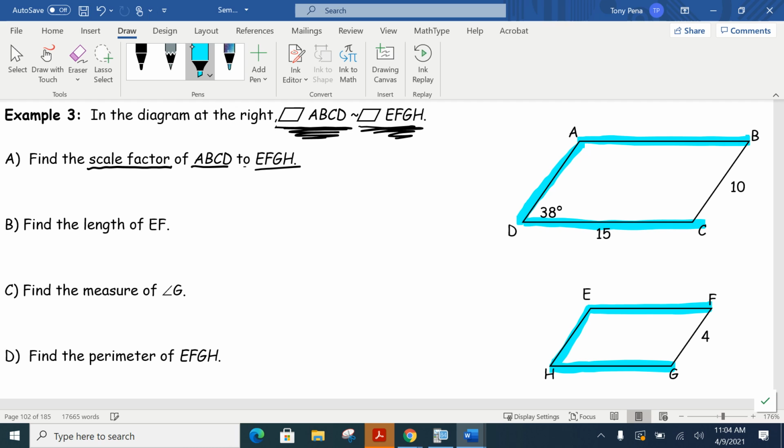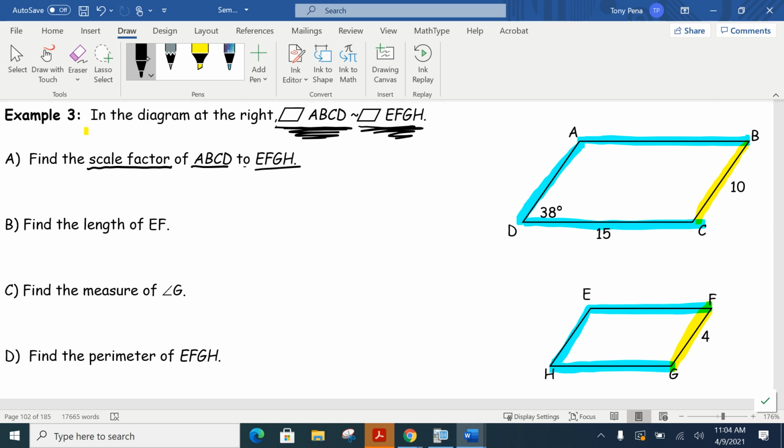We know this is a 15. We don't know what that one is. So to establish that ratio, we need a complete corresponding set. The only one that we know the complete corresponding set of are these right-hand sides. So those are the ones that we're going to use to set up our fraction, our ratio.